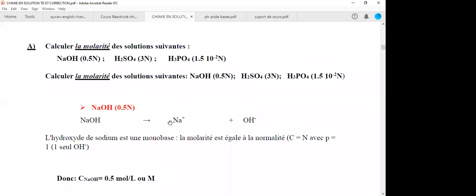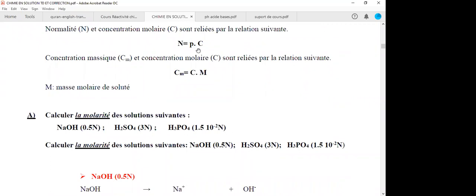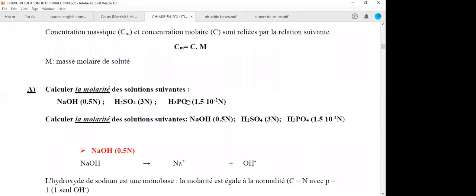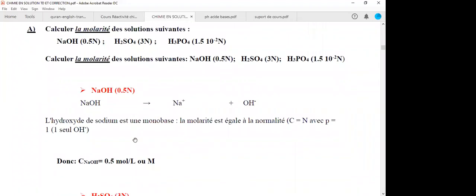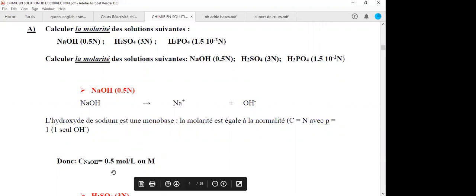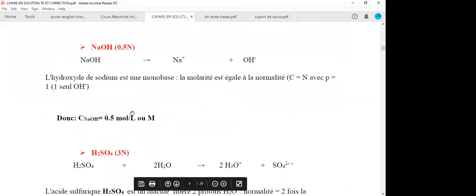So if we go to our formula, we said N is equal to P times C. We want to find C, meaning C will be given by N divided by P. P is the number of hydroxide ions, or electrons, or hydrogen ions given out. So the concentration is N divided by P. N here is 0.5, divided by P, which is 1, so we have 0.5 divided by 1, which is just 0.5 mole per liter.